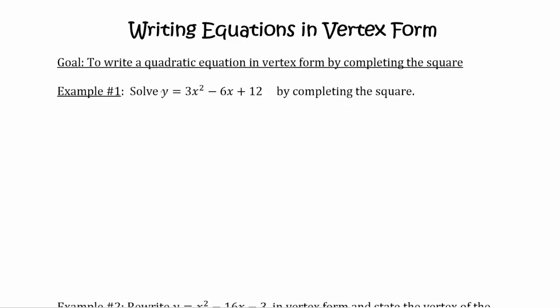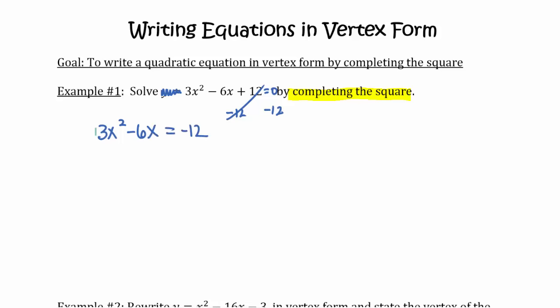It says to solve, so I actually want you to cross out that y equals and we'll make that equals 0, since we're solving. So to solve 3x squared minus 6x plus 12 equals 0 by completing the square, we have to know how to complete the square. The first thing we need to do is subtract 12 from both sides. So we get 3x squared minus 6x equals negative 12.